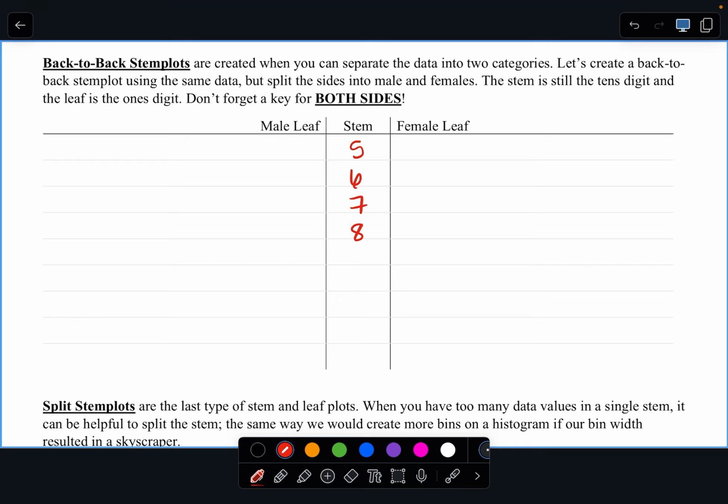So for the females, they started with a 57, 58, and then we have 68, 68, 69, 69, and then 72, 75, 77, 78, and then 83, 84, 88. Okay, that's female data. That side of the graph we treat exactly the same as what we're used to seeing.